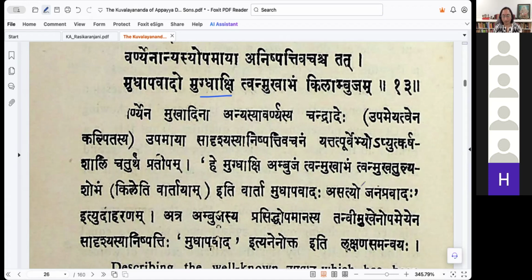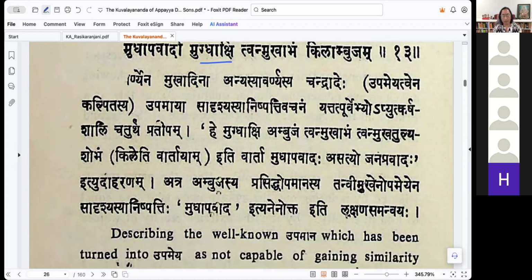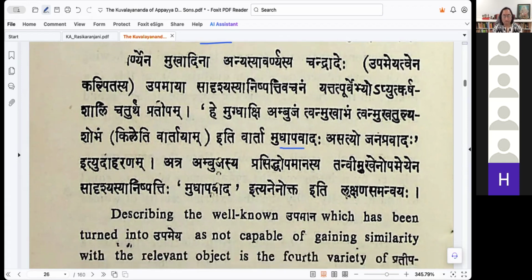Mudha apavadaha. He mugdhakshi ambujam twan mukhabam twan mukhatulya shobham kila iti vartayam. Iti varta mudha apavadaha. Mudha apavadaha asatyo janapravadaha. Iti udaharanam. So mudha apavadaha is false. It is false information or a janapravada, a rumor among people, that people are trying to say that this lotus is like your face. So there is no possibility of upama at all here.